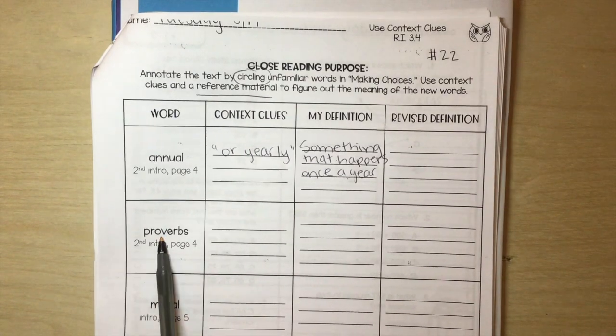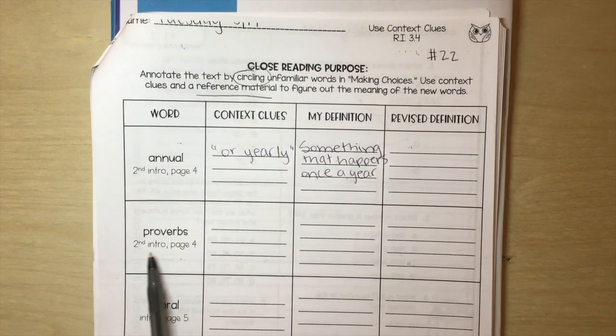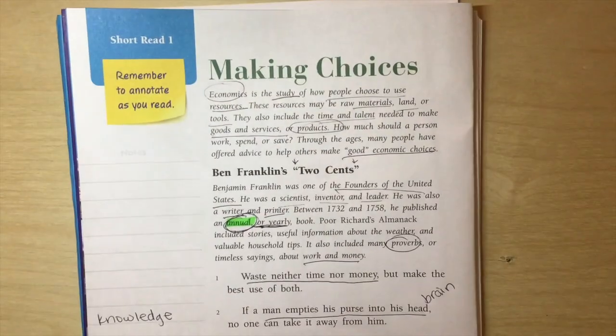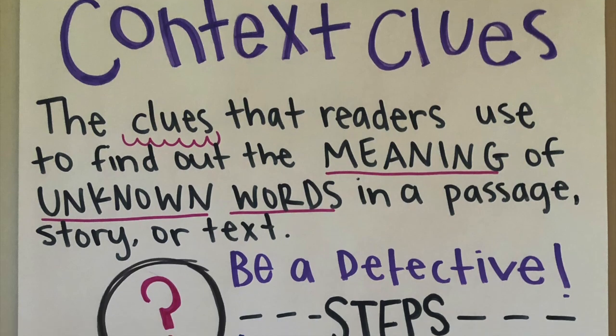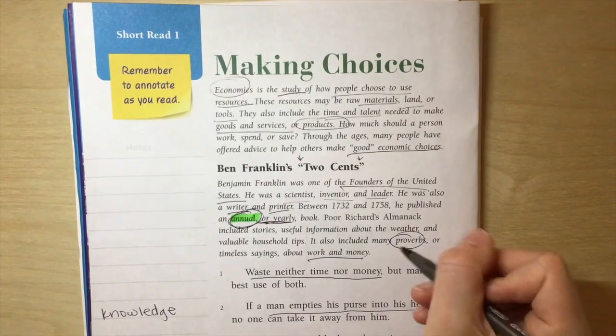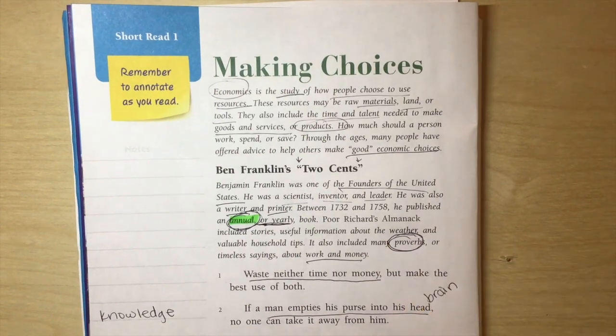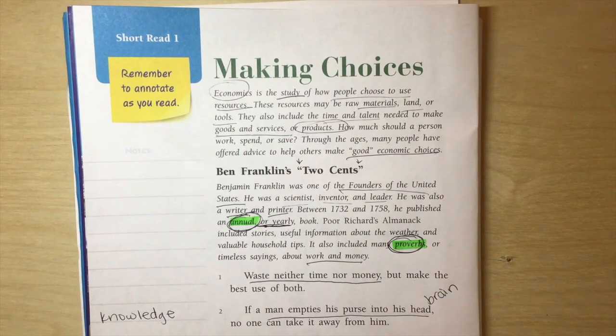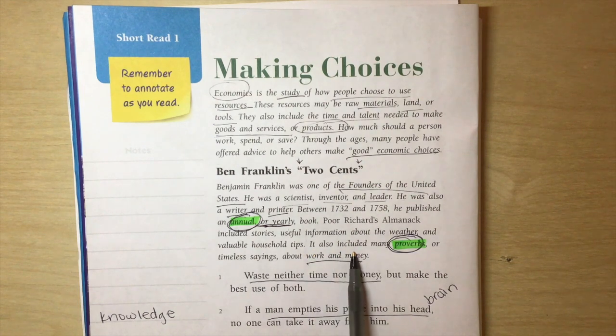Okay, next one we're going to do is Proverbs. It's the second introduction on page 4, same one. So we're going to go back to our text and we're going to follow our steps. Look, I've already circled it again, so I'm going to highlight it for you guys. All right, step 2, read the sentence with it. It says, it also included many proverbs or timeless sayings about work and money.